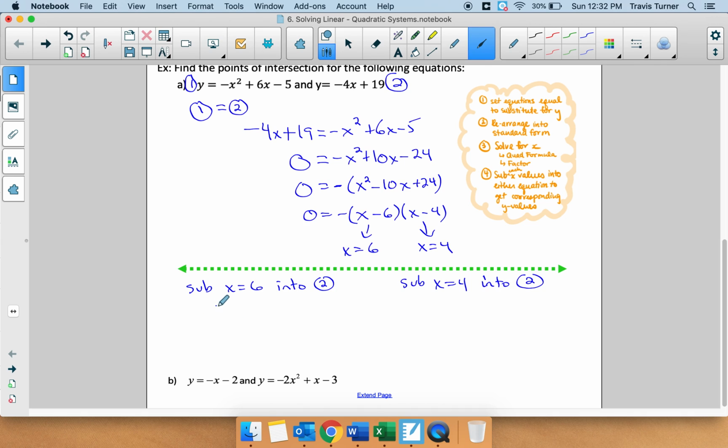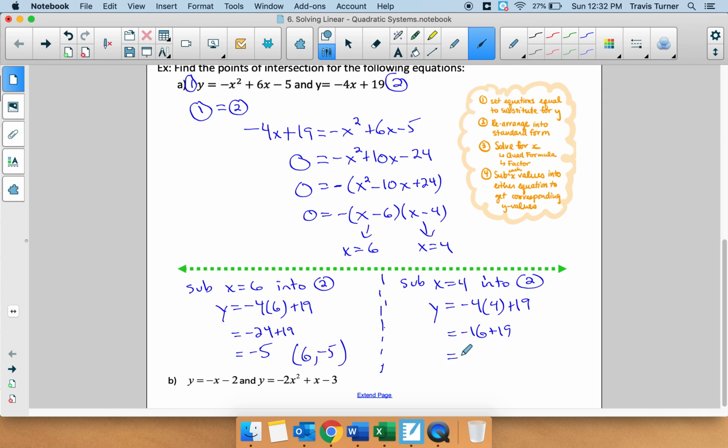So in this one, I've got y equals negative 4 times 6, that's my x, plus 19. If I solve that, that's negative 24 plus 19, so I end up with negative 5. So this gives me the one point of intersection, which is x is 6 and y is negative 5. Separately, I'm going to do the same thing here. So negative 4 times 4 plus 19. Negative 16 plus 19 gives me 3. And so I end up with my second point of intersection, which is 4, 3.